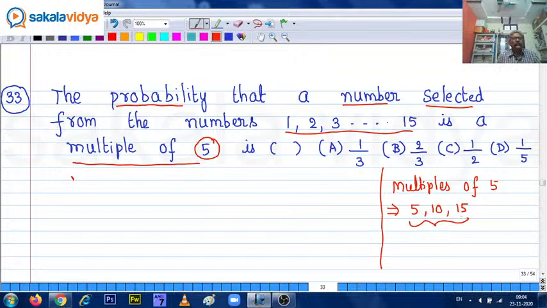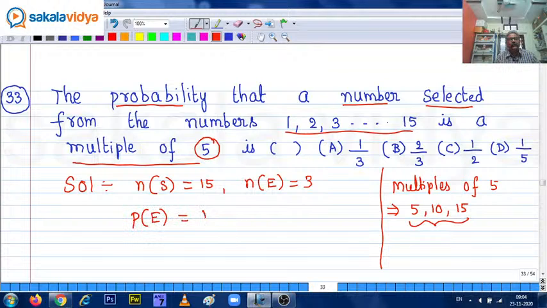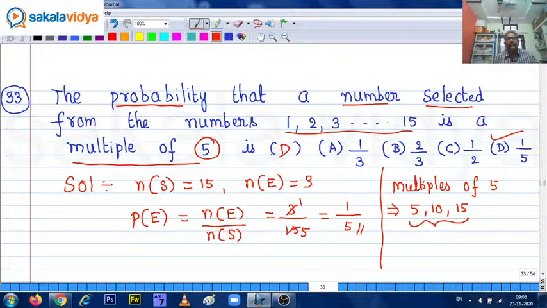So first let me write N of S, that is 15 obviously. N of E, the number of multiples of 5 between 1 to 15, there are 3. So P of E equals N of E upon N of S, 3 upon 15. 3 ones are 3, 3 fives are 15. So 1 upon 5 is the answer. Yes, D is the right option.